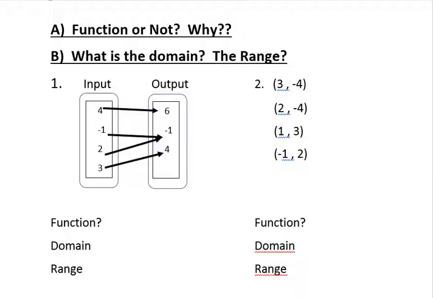First one here, we're going with the chart. So I see the arrows and I'm like, okay, 4 goes to 6, -1 goes to -1, 2 goes to -1, 3 goes to 4. Any guesses? You got a 50-50 shot here. Is this one going to be a function or not? No. Why not? Right. We've got a different x value going to the same y.